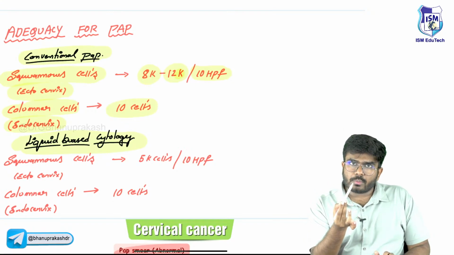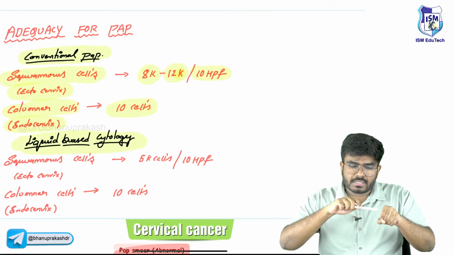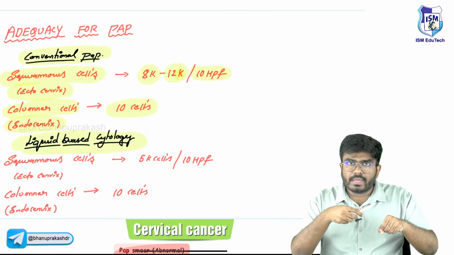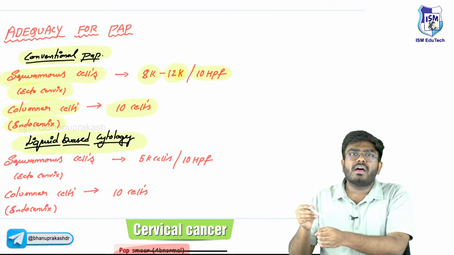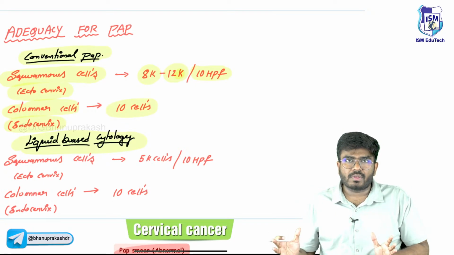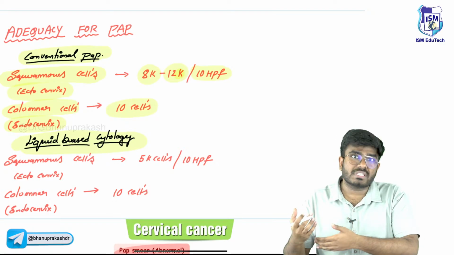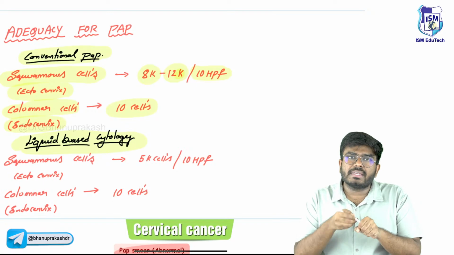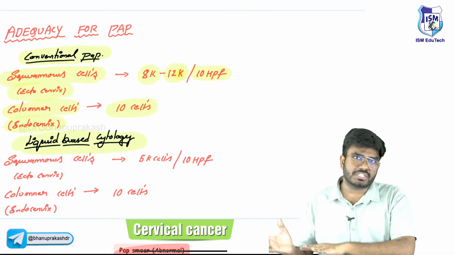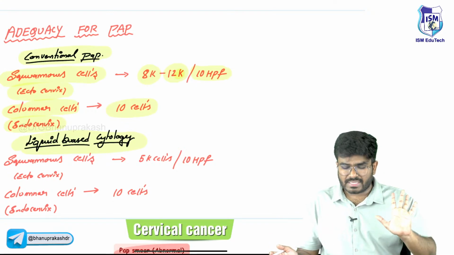You are going to take a cytobrush, put it into the cervix, and collect the cells. Now you put it into the liquid, and you are removing all the debris so that you will get a better view of the cells. Simple. If you do it with the cytobrush, then it is called liquid based cytology. Keep it as simple as that.